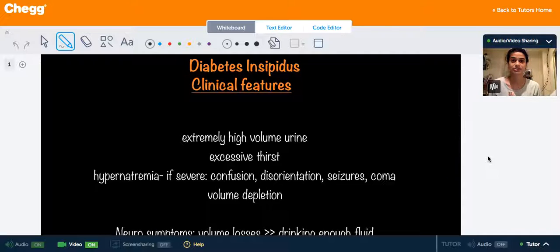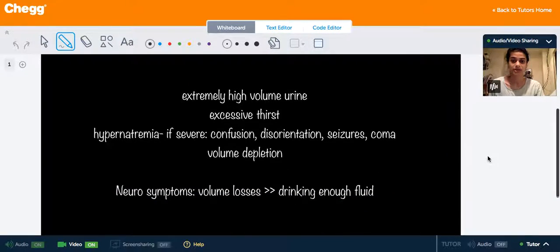So this is going to cause the relative sodium concentration in the body to increase, which is a condition that we call hypernatremia. And hypernatremia, if it is severe, then it can be serious and life-threatening because it can cause neurological symptoms like confusion, disorientation, lethargy, weakness, seizures, and coma. So if the hypernatremia is extremely severe, it can be serious. And of course, because you're losing all this fluid, all this water, it's going to cause the person to become dehydrated and it's going to cause volume depletion. So these are the main symptoms of diabetes insipidus.